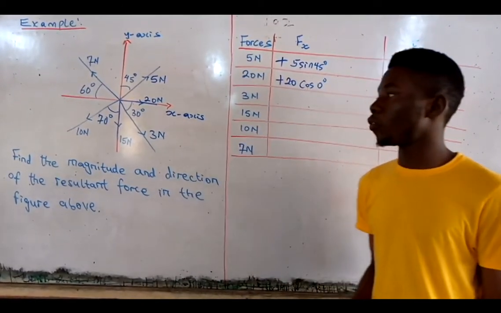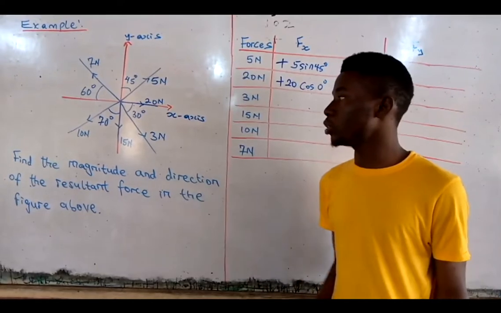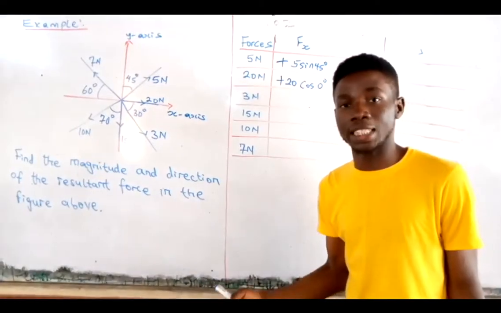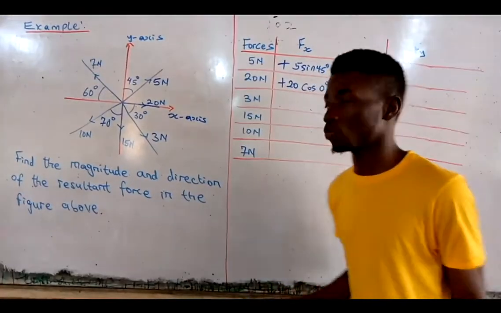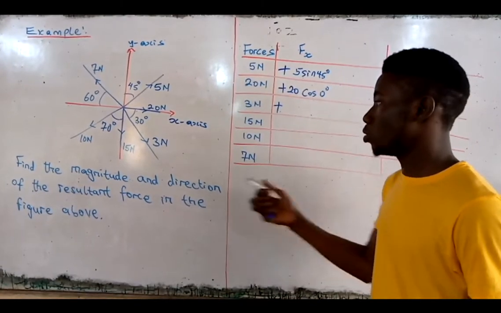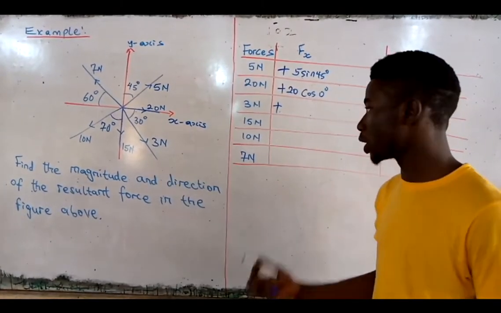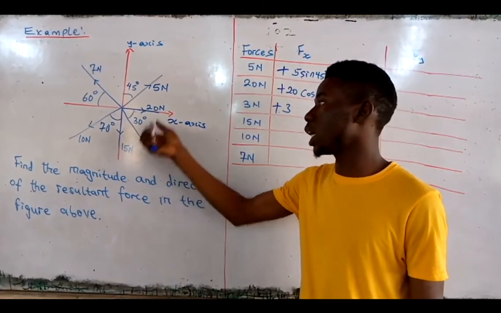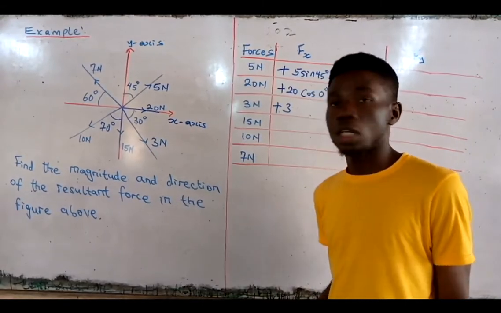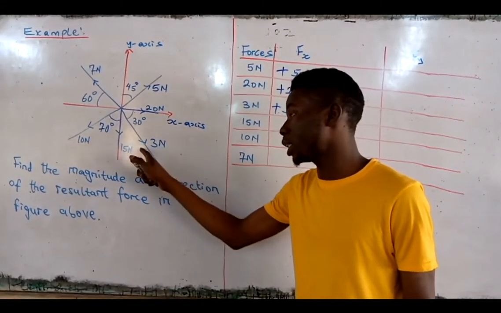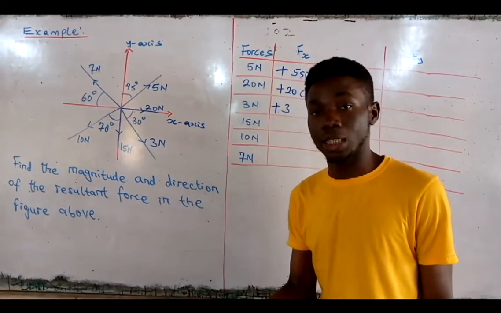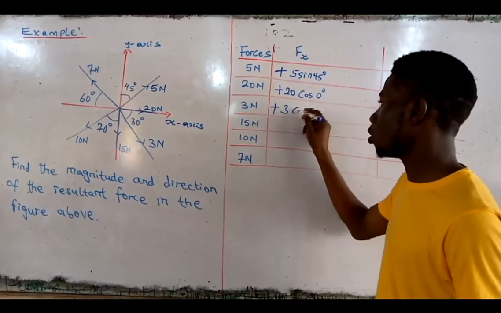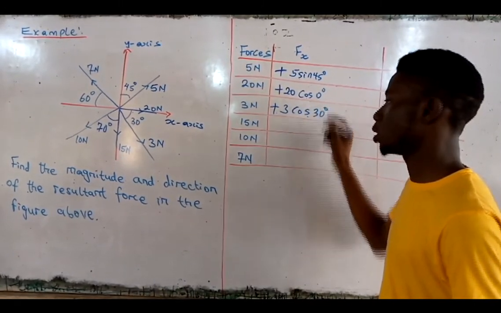Moving to force 3 Newton. For the force 3 Newton, it is also on the right hand side, which implies that with respect to the x-axis, it's going to have a positive value. Now, the next thing is the magnitude of the force, which is 3. Now, the angle between 3 Newton and the x-axis is 30 degrees. And because the angle is directly between the 3 Newton and the x-axis, which we are dealing with presently, this implies that we are going to make use of cosine of 30 degrees.